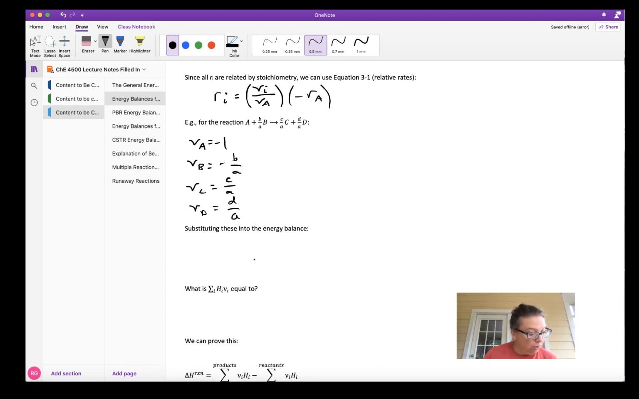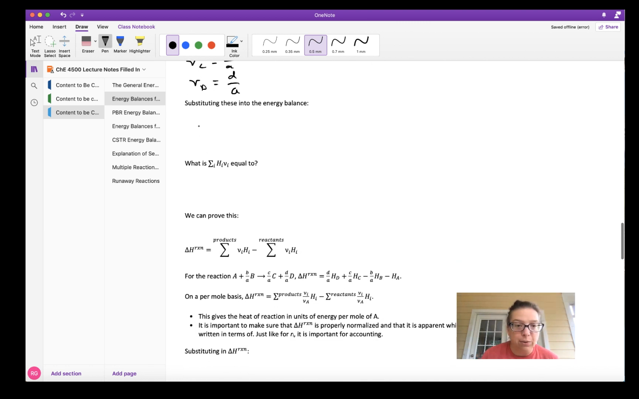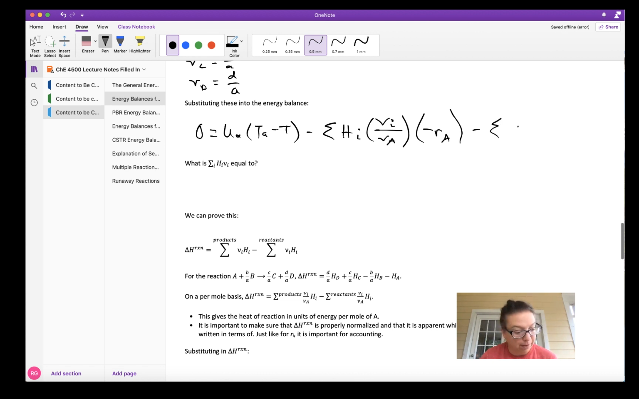We can substitute this expression into the energy balance. We would get 0 equals UA (Ta minus T) minus the sum of Hi times nu i divided by nu A, times minus Ra, minus the sum of Fi Cpi dT/dV.